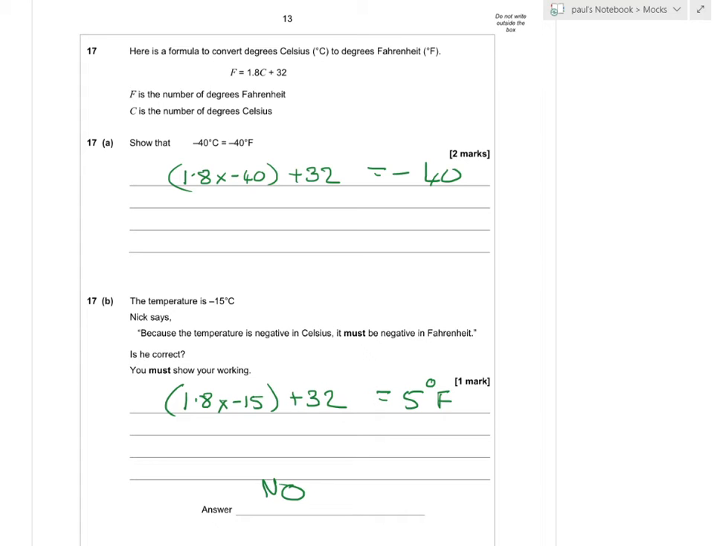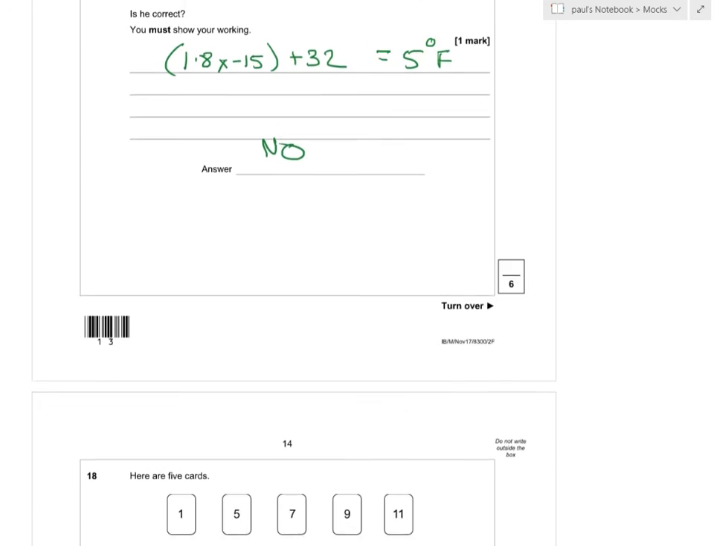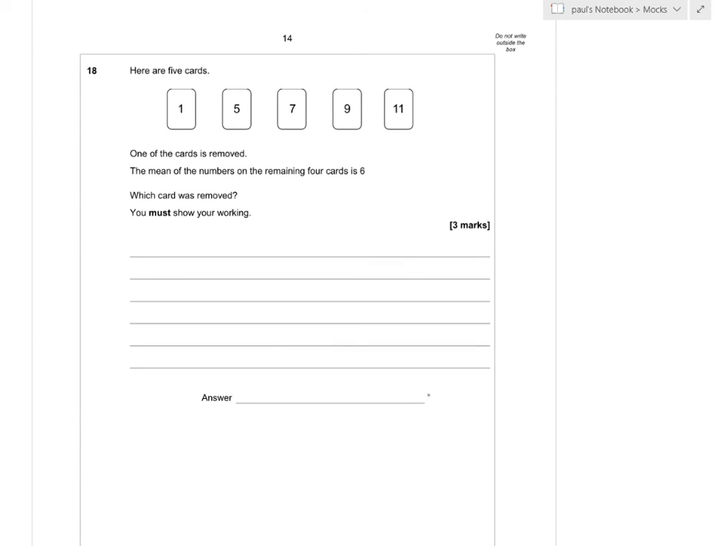Next one. Oh, this looks complicated and I haven't even seen it. Oh, my days. Here are 5 cards. If one of the cards is removed, the mean number on the remaining 4 cards is 6. So let's do 4 cards times 6 equals 24. So the 4 cards, when one is removed, must equal 24. So which was removed? 11 and 9 is 20. Can't make 24 out of that. 11 and 7 is 18. 23, 24. So it must be this one. The number 9 is removed.